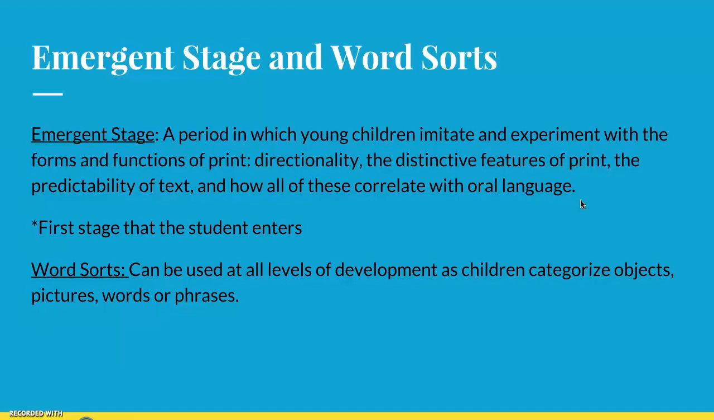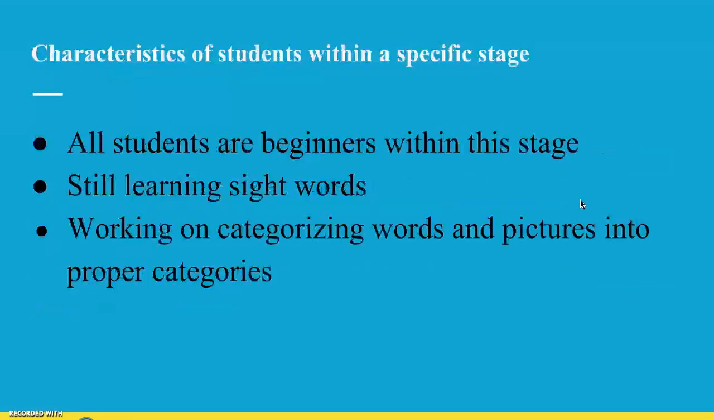You've got to make sure they'll be able to sort the two different types of categories based on what they know, so you need to make sure that they know what they're doing before you actually give them an activity. And a word sort can be used at all levels of development as children categorize objects, pictures, words, or phrases.